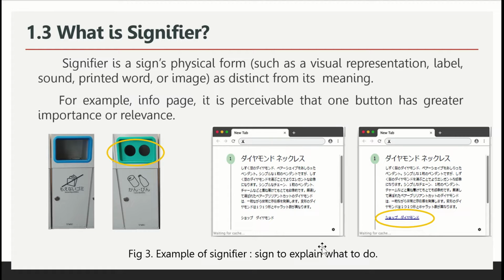The two versions differ in the use of signifier as an interactive element, namely text and link. The strong signifier version on the right includes underlined blue text used on interactive elements only. In contrast, the weak signifier version on the left uses plain text instead, as shown in this figure.